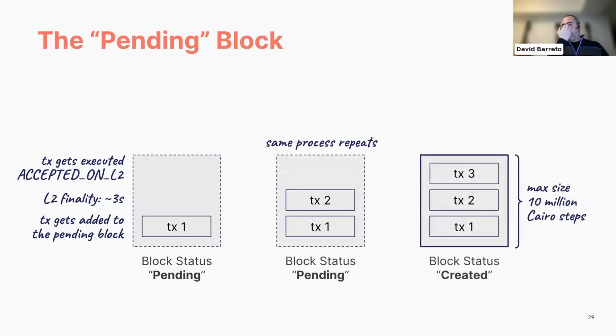Eventually, the block will have enough transactions and it will actually be created. It's no longer the pending block, it's a created block. And that happens, I think it's by time, every 3 minutes or so, a new block is created. But the maximum amount of computation that you can have on a Starknet block is 10 million Cairo steps. And the maximum amount of computation on a single transaction on Starknet is 3 million Cairo steps, right? A Cairo step is like the smallest computation that you can do.